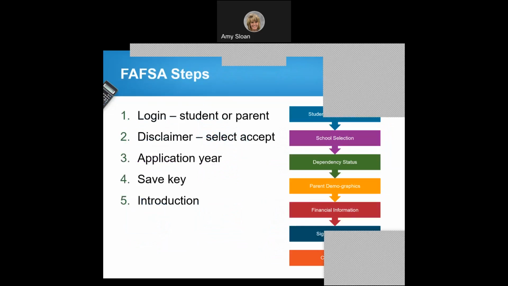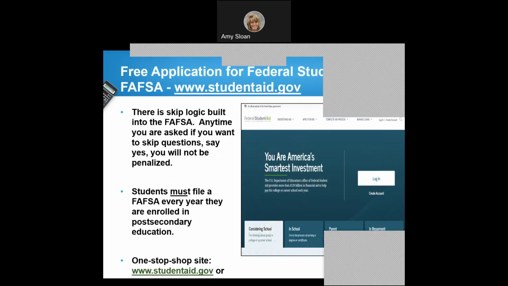When you get to the FAFSA, there are 7 steps, which are on the right-hand side. You can log in as a student or parent. As a student, there'll be a disclaimer. You're going to pick which application year, so you want to make sure you do the 23-24. We'll have you create a safe key, and then there are some introduction steps, and we'll go through those here in a minute.